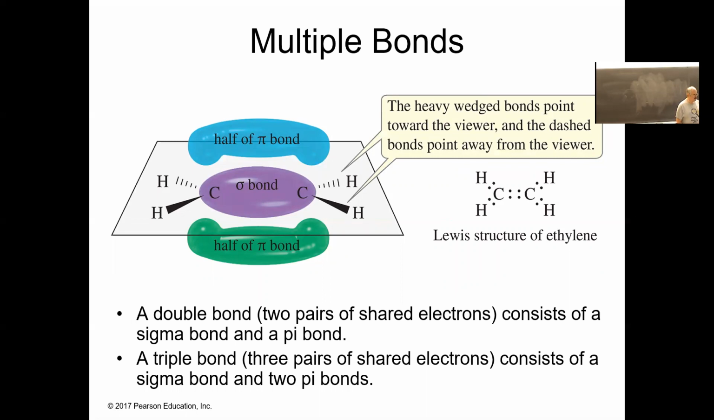Right, so here is ethylene. Here's the Lewis structure. There is a sigma bond between the 2 carbons, and then there's also a pi bond. So that's where we get the double bond. We have a sigma and a pi. A triple bond will consist of a sigma bond and 2 pi bonds.